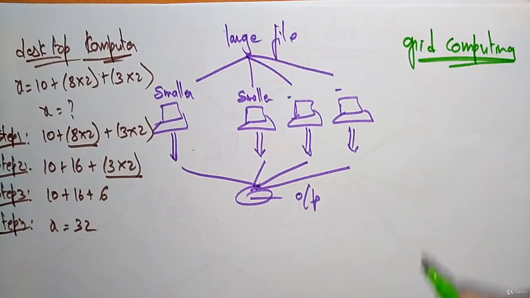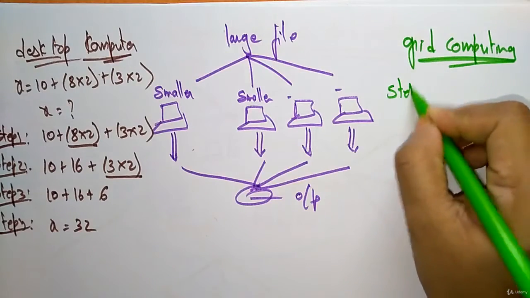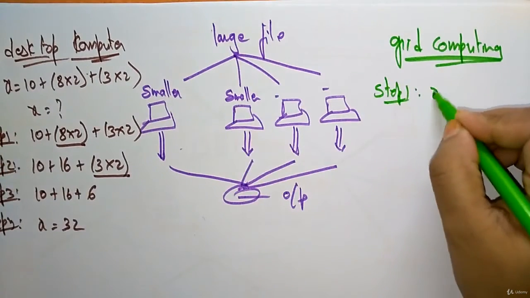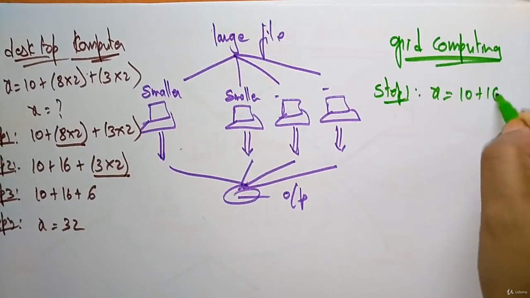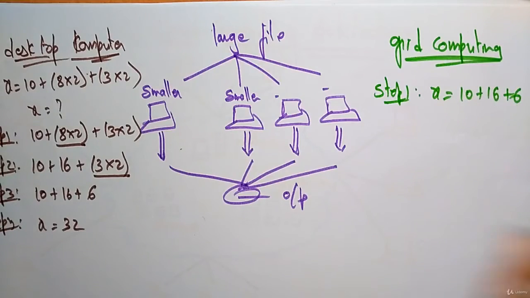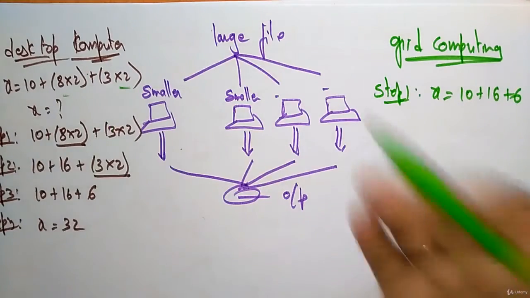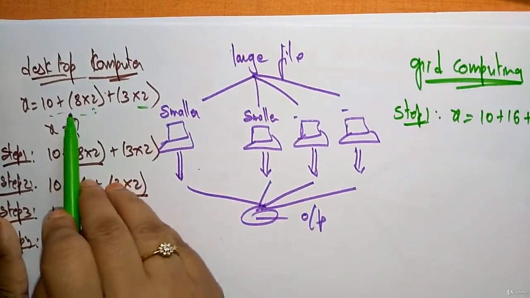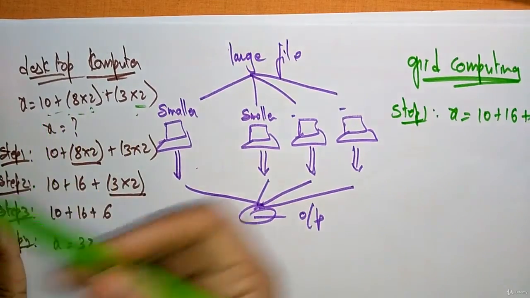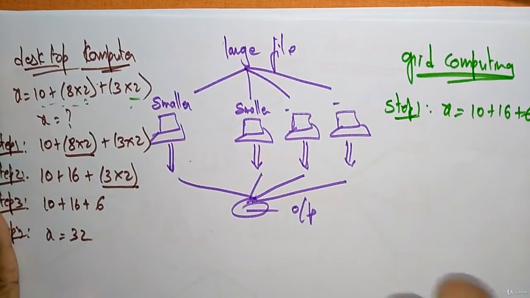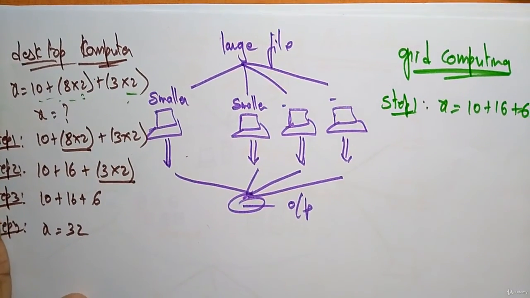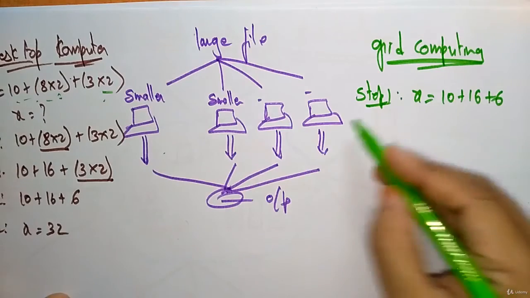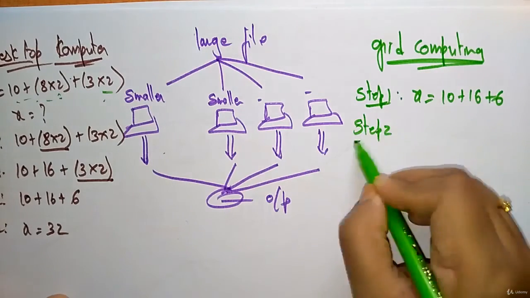It's a multi-processor. In step 1, the grid calculates x = 10 + 16 + 6. Because I have taken 3 computers, this expression is divided into 3. The first system handles 10, the second system handles 8 * 2, and the third system handles 3 * 2, and you will get this equation. In step 2, you will get the final result.